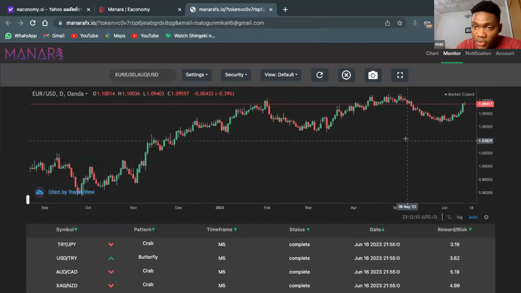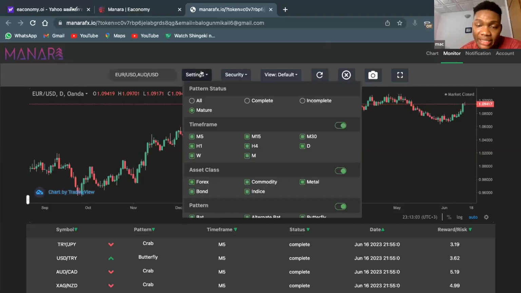Right. So when you get to that place, the first place you want to click on is monitor. When you click on monitor, you start from here. You click on settings. When you click on settings, you start from here. You click on complete. Once you click on complete, go to the next place. Click 5 minutes. Click 1 month. Click 1 week.